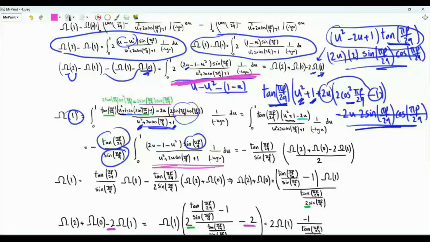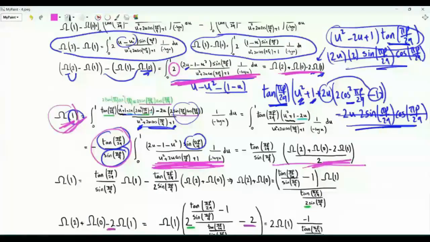If we compare this integral with that integral, they are exactly the same, except this factor of 2. In other words, omega 1 is equal to this outside factor, and this integral here is this quantity divided by 2. Omega of 1 is minus tan pi p over 2q over sine pi p over q. Then we have omega of 2 plus omega of 0 minus 2 times omega of 1, all divided by 2.